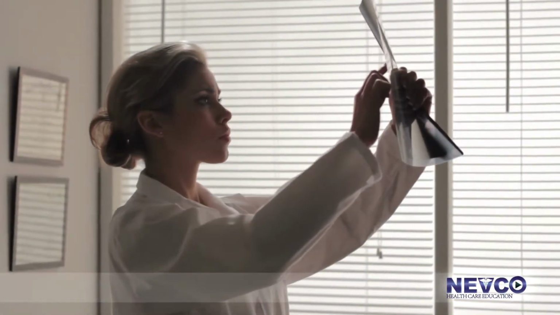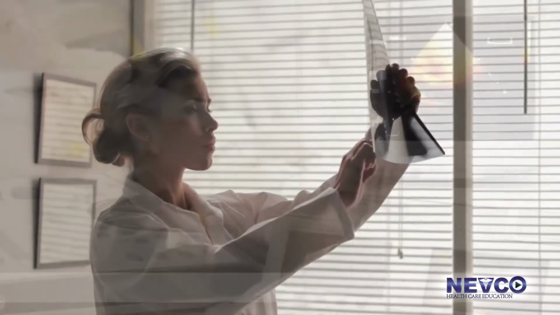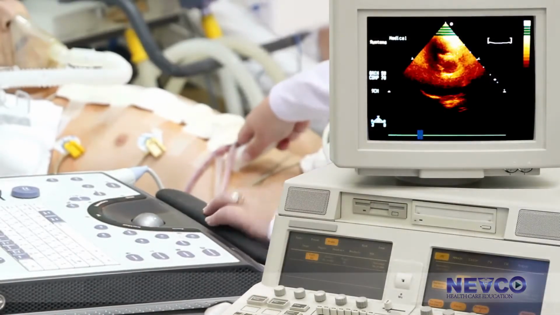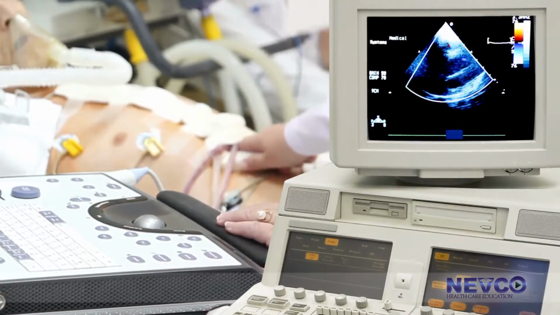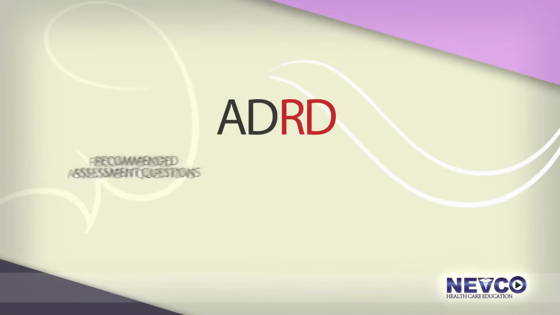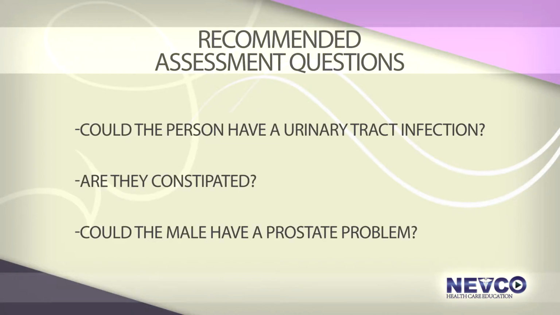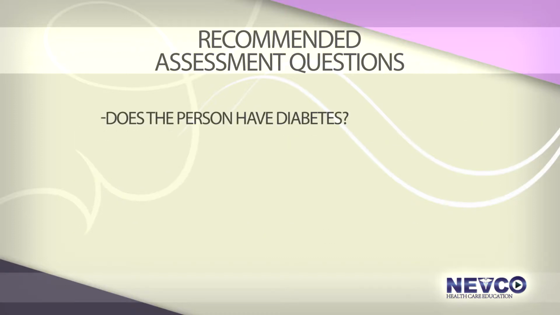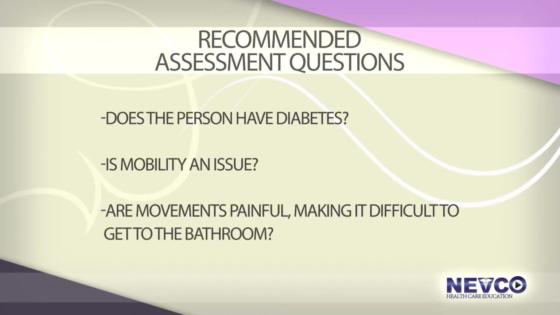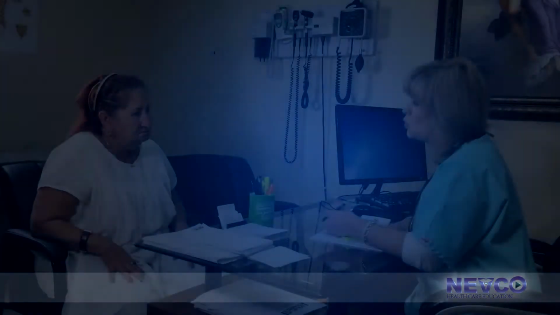There are several causes of incontinence that are not based on disease progression, so it's important to first rule out medical origin. Here are some recommended assessment questions. Could the person have a urinary tract infection? Are they constipated? Could the male have a prostate problem? Does the person have diabetes? Is mobility an issue? Are movements painful, making it difficult to get to the bathroom? If any of the above are answered yes, a consult with the physician is indicated for further assessment.